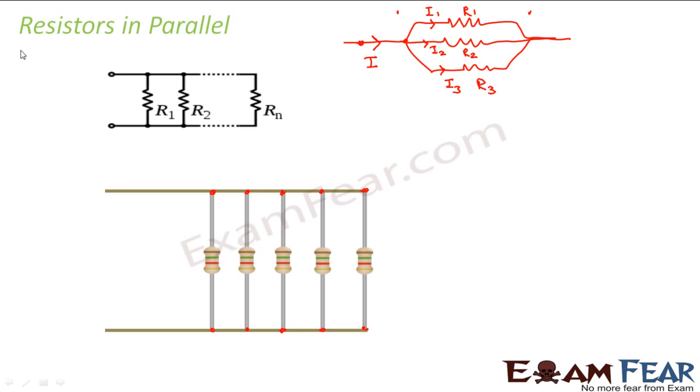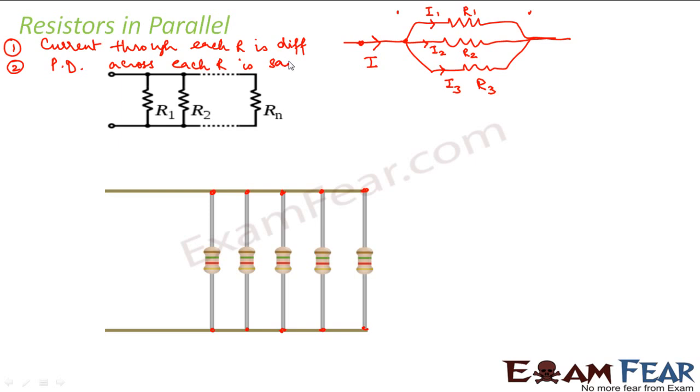So in case of parallel combination, what happens? Current through each resistor is different. However, the potential difference across each resistor is same. That means in parallel combination, the potential difference across each resistor will be the same. So in this case, we can say that the total current flowing through the circuit is equal to I1 plus I2 plus I3, because this current gets divided into 3 parts.